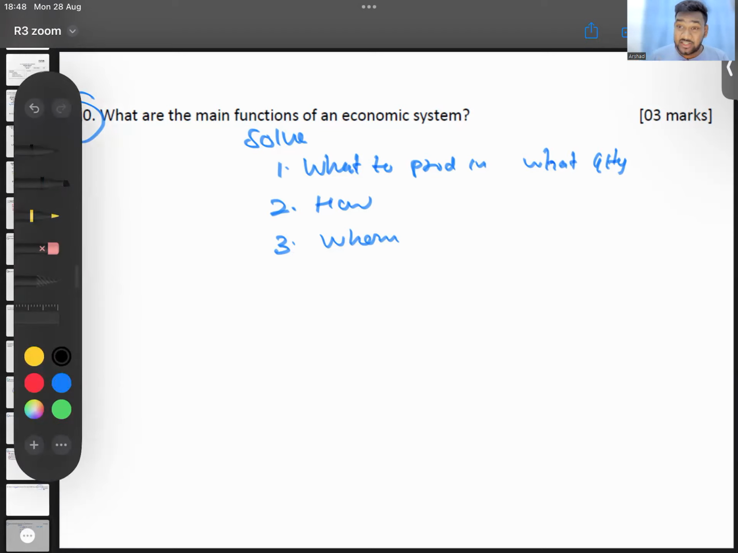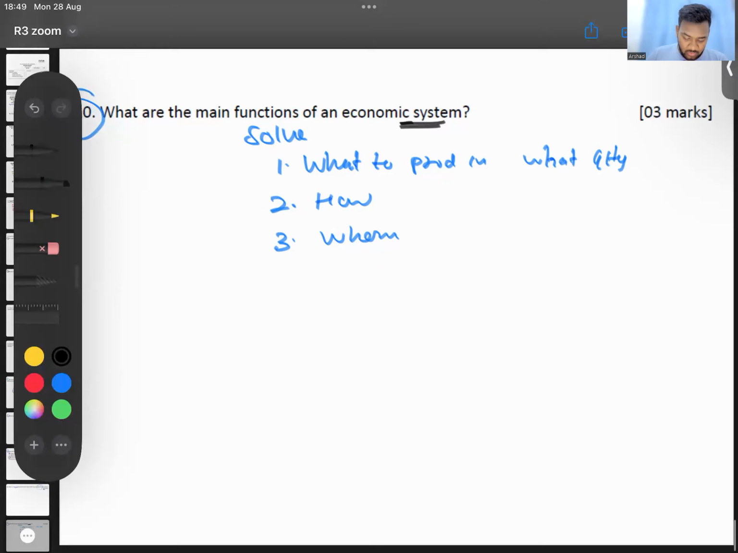You all write things like that. So when they ask you what are the main functions of an economic system, say that the main functions of an economic system is to decide or is to answer the basic economic problem. Number 1, they have to decide on what to produce in what quantity, deciding on how to produce, deciding on for whom to produce. Those are the main functions of an economic system. Right? So you have a 3-mark question there.